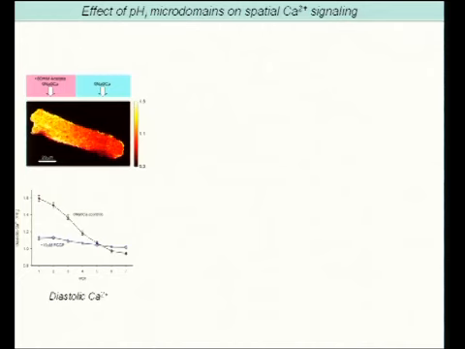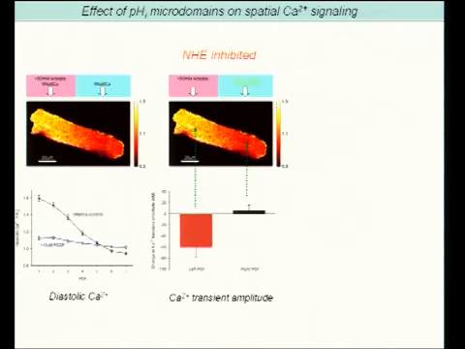The proton gradient remains. So this mitochondrial system is highly localized, and it can produce spatial non-uniformity of calcium in response to spatial non-uniformity of pH. Calcium maps on to the pH.